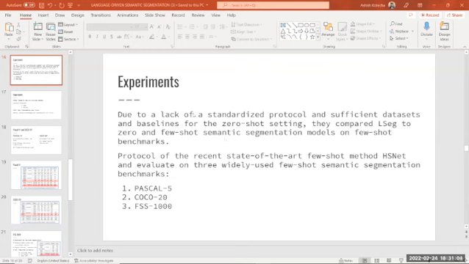Okay, are you able to see my screen? Yes, we can see.